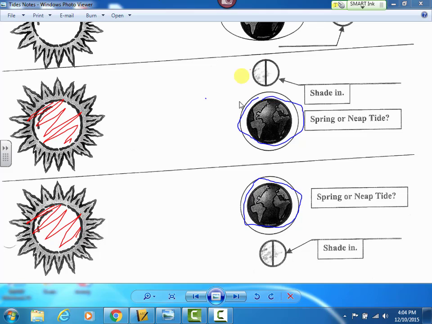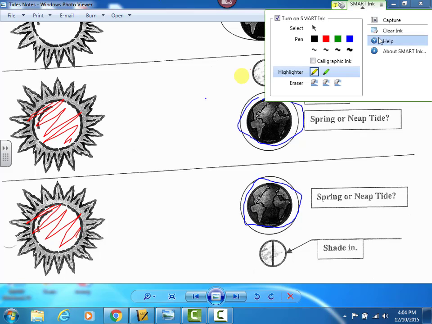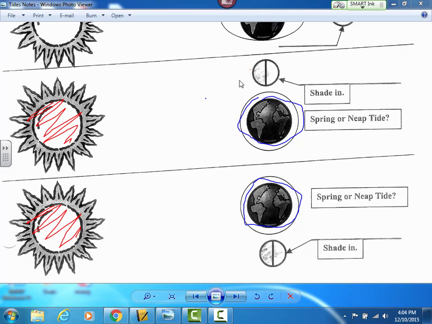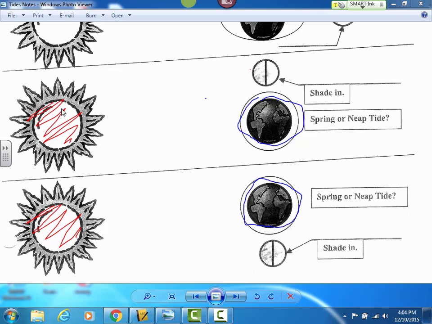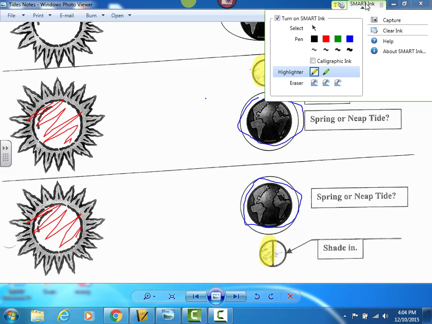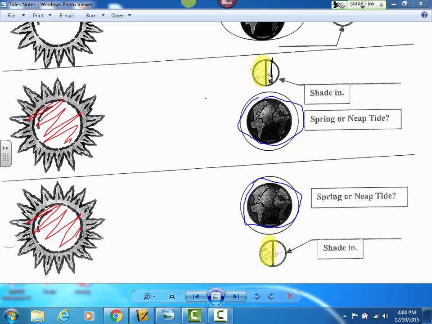And we have to decide what part of the moon to shade yellow. So we have to decide what part of the moon is lit up. Well, if you look over here, this is where the sun is. Sun is shining on this side of the moon in this picture, and the same in this picture. Now, if you wanted to take a darker colored pencil or even just a regular pen, you could shade in the opposite side. That's the side that would be dark.